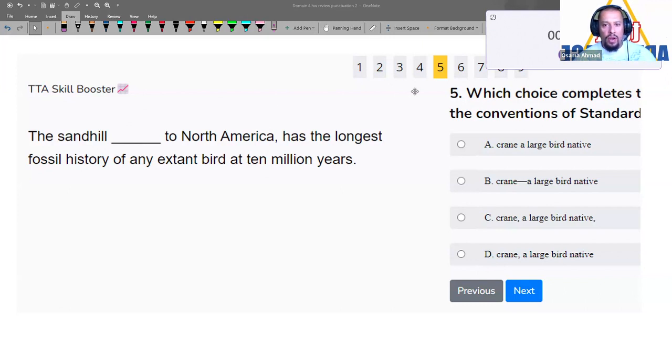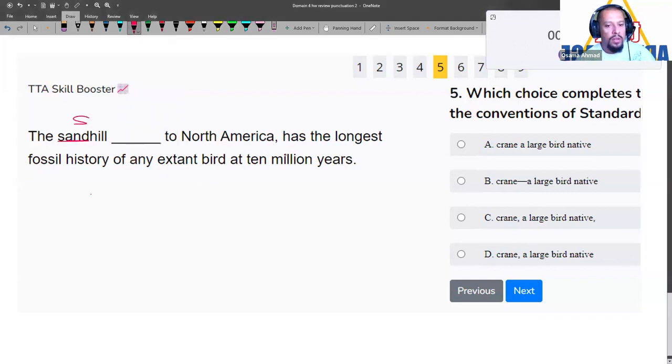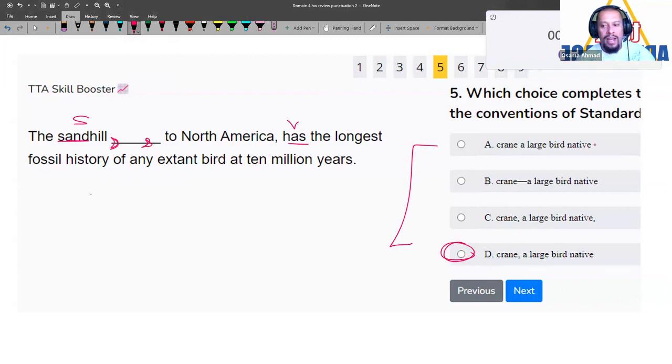Noor, explain your answer. As you said, you cannot separate the subject and the verb. What's the subject? Stand here and has. Excellent. So what answer did you choose? D. Excellent job, Mr. Noor. We have a double comma. So why is answer A incorrect?